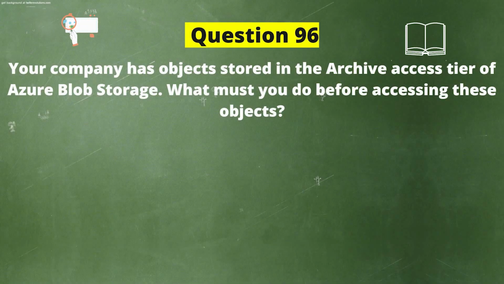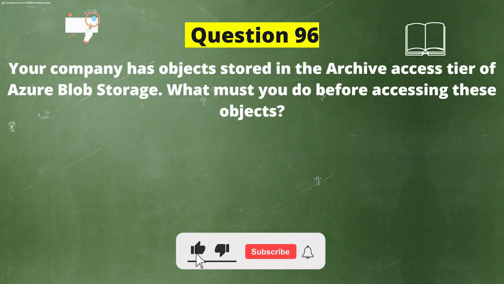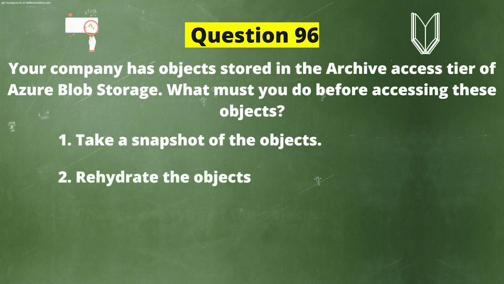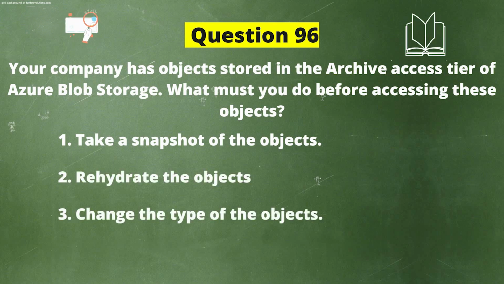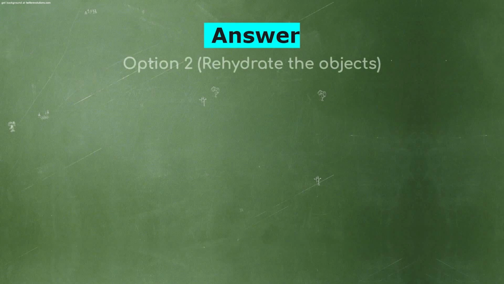Next question. Your company has objects stored in the archive access tier of Azure Blob Storage. What must you do before accessing these objects? And the options are: 1. Take a snapshot of the objects. 2. Rehydrate the objects. 3. Change the type of the objects. 4. Change the lifecycle rule of the objects. And the correct answer is option 2.